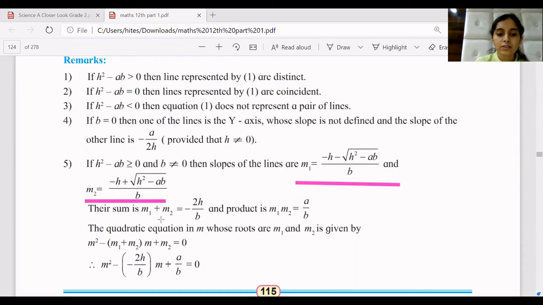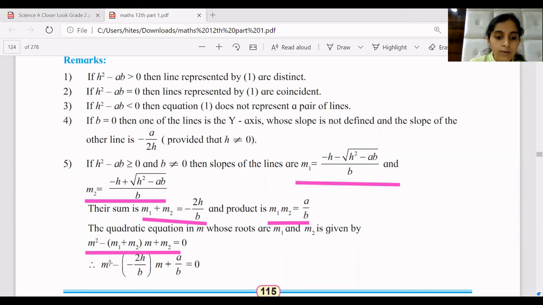Slopes of the two lines. Then this, their addition, that is m1 plus m2. What is it? m1 plus m2 is minus 2h upon b. Multiplication m1 into m2 is a upon b, and the quadratic equation in m whose roots are m1 and m2 is given by. Very important, while solving the sums we require this.